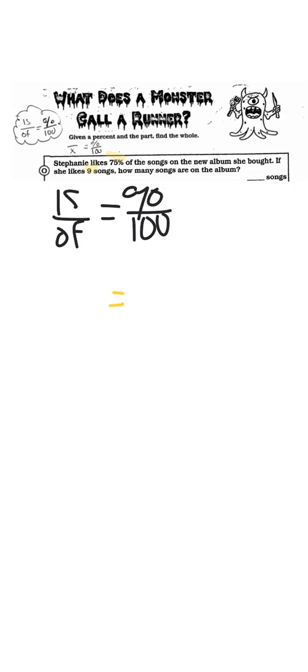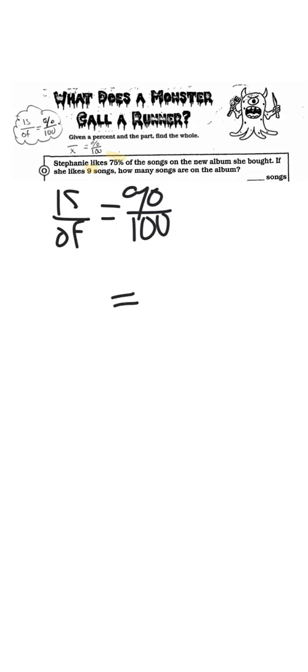Oh, I changed colors on you guys, sorry. There we go. So this is my equal sign. Let me restart here. I don't know what's up with my pencil, guys. It's throwing me off. Okay.